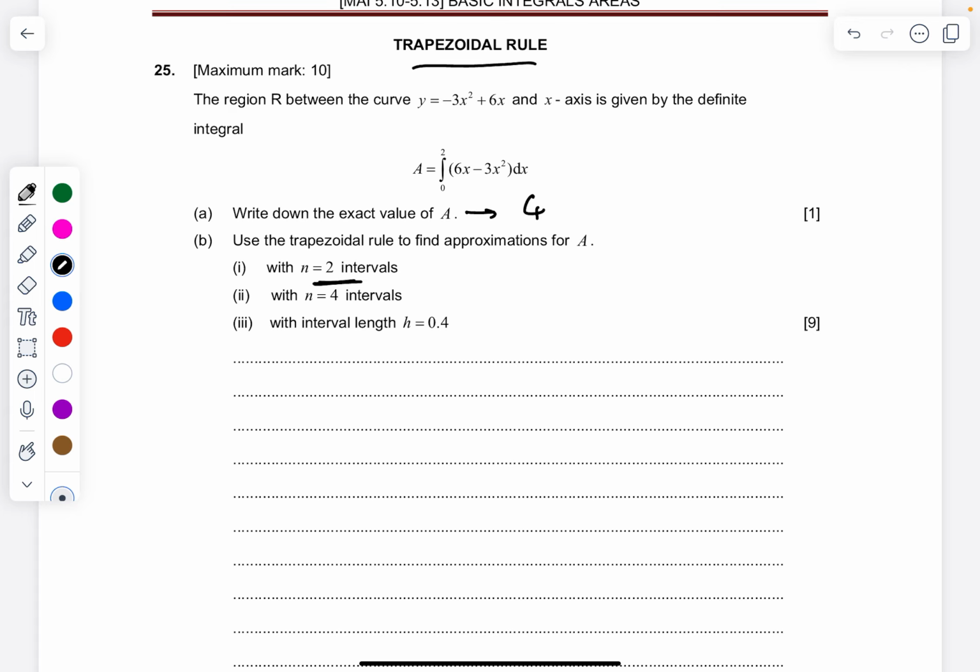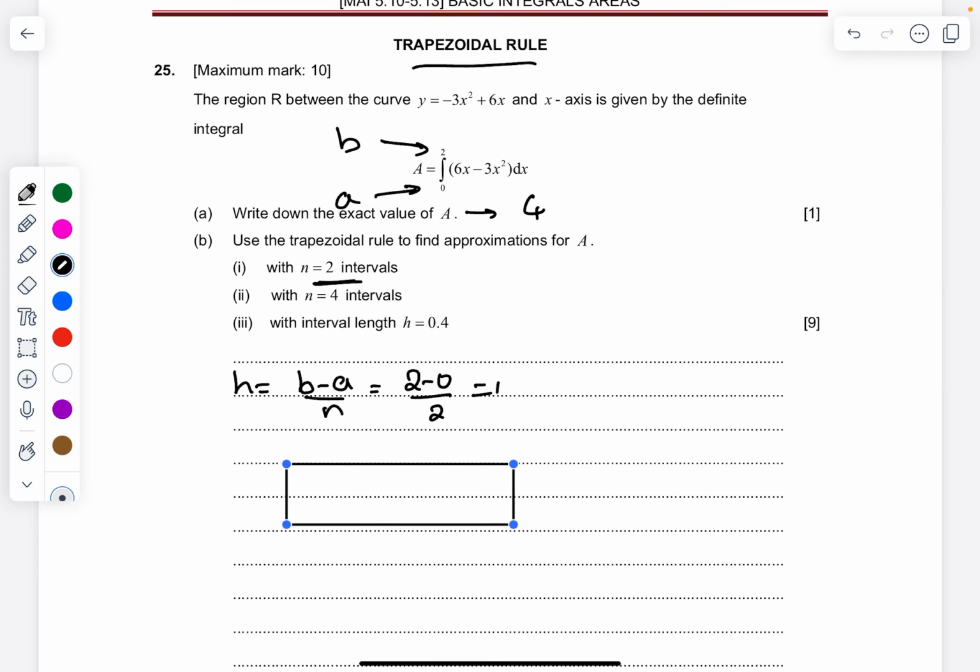Trapezoidal rule, n equals 2. So first we have to find the h value, which is b minus a upon n. a is the lower limit, b is the upper limit. So it is going to be 2 minus 0 upon 2, which is 1. So we need to draw a table and find the values of x and y. The x value starts from 0, add 1 to this, 0 plus 1 is 1, 1 plus 1 is 2. Once I reach the upper limit, stop there.